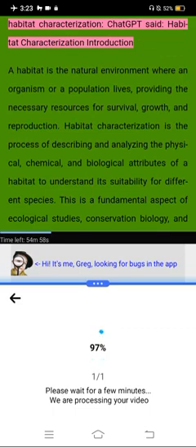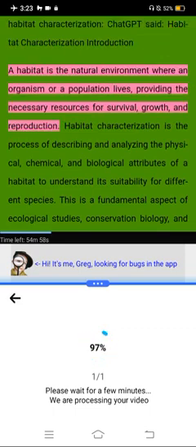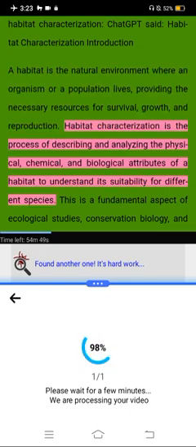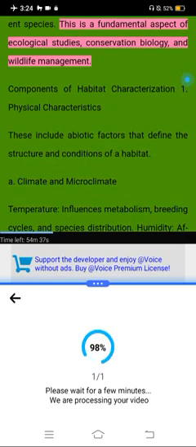Habitat characterization introduction. A habitat is a natural environment where an organism or a population lives, providing the necessary resources for survival, growth, and reproduction. Habitat characterization is the process of describing and analyzing the physical, chemical, and biological attributes of a habitat to understand its suitability for different species. This is a fundamental aspect of ecological studies, conservation biology, and wildlife management.